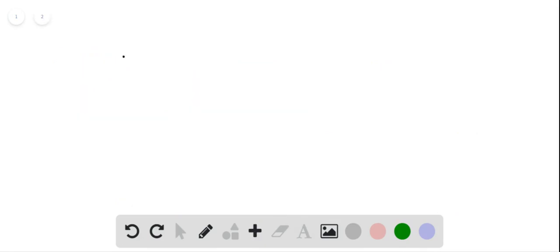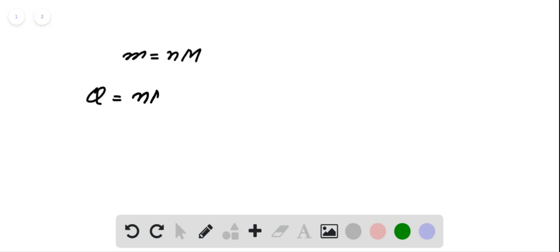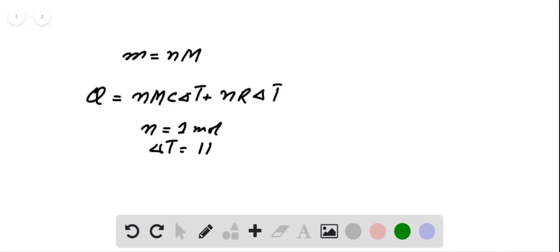We can write M, that is mass of gas, equal to number of moles times molar mass. So this gives us Q equal to N into capital M C delta T plus NR delta T. As N is equal to 1 mole and delta T is equal to 1 Kelvin, this gives us Q equal to Cm plus R. So this is the amount of heat required to raise the temperature of 1 mole of gas by 1 Kelvin.